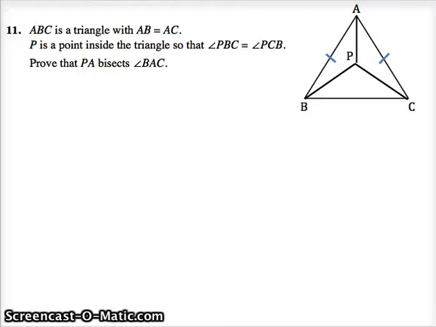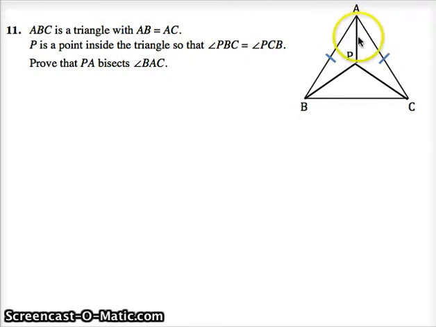We are now looking at exercise 4.6, question 11, further applications. In this question, we have triangle ABC, and we're told that AB equals AC. So we've marked that in on the diagram. And we're told that P is a point inside the triangle so that angle PBC is equal to angle PCB. Now we'll mark those angles in later because we're actually going to name those angles in a minute. We're then asked to prove that PA bisects angle BAC.